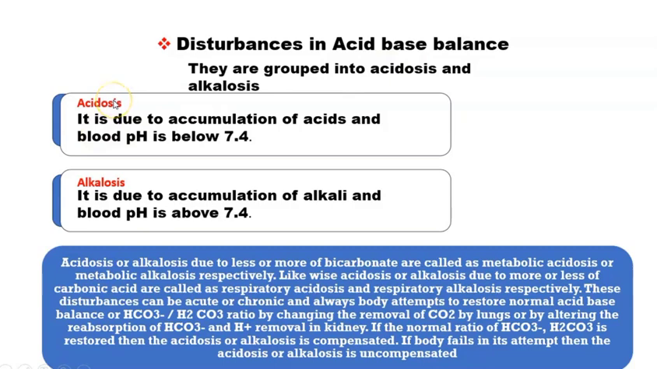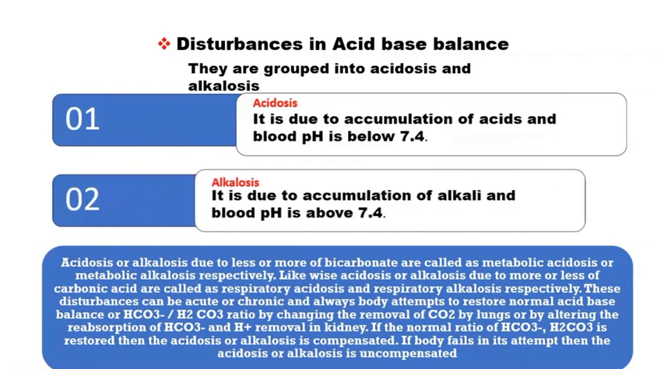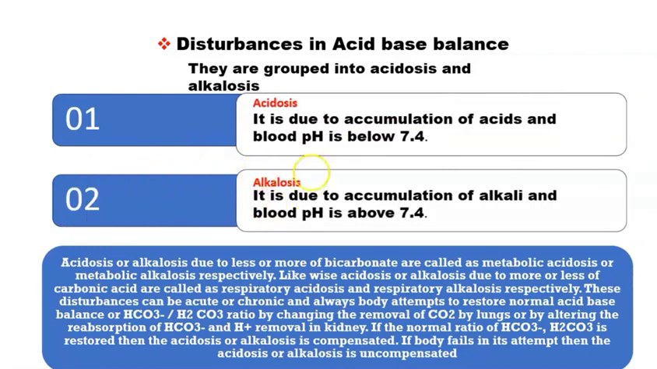One, acidosis. We say acidosis is due to accumulation of acid and the blood pH is below 7.4. So it is below 7.4 to show that it is in the state of acidosis. And number two is alkalosis. We say it's accumulation of alkali that makes the blood pH to be above 7.4. That shows that 7.4 is the normal range.